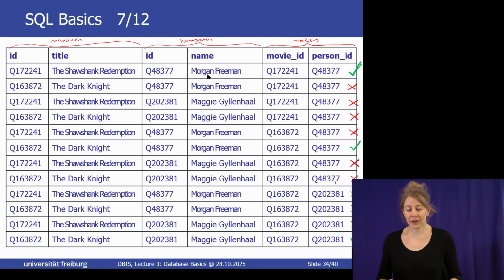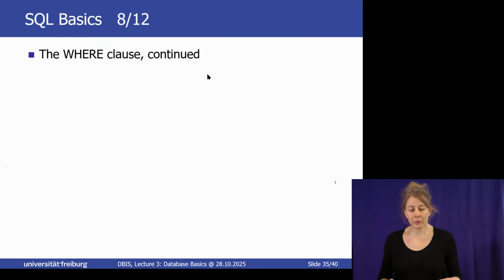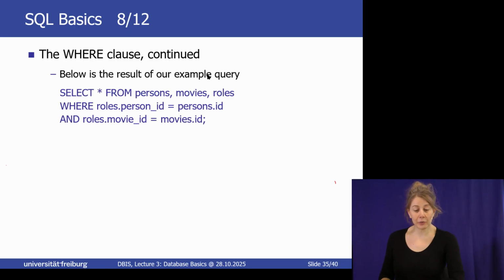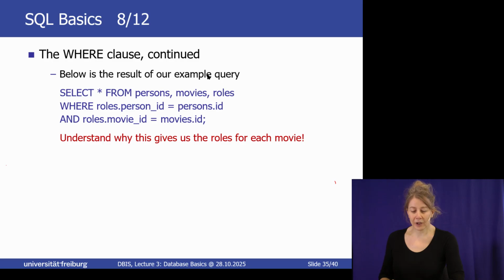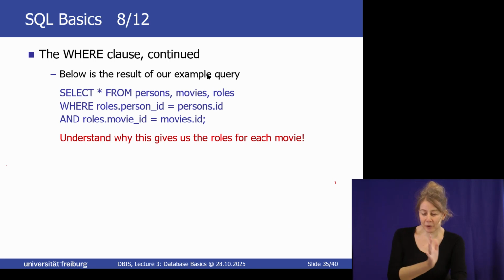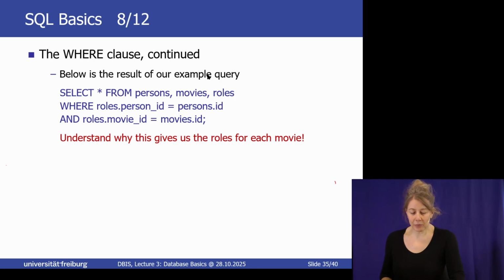And please do ask if you have any questions, and let's just continue with the slide. So the where clause, that's what I just explained. So that's our example queries, and that's what we just explained. This gives us exactly what we want, namely for each movie, the people in there, and if there would be roles, you could also add that.